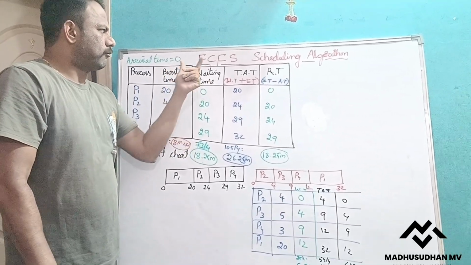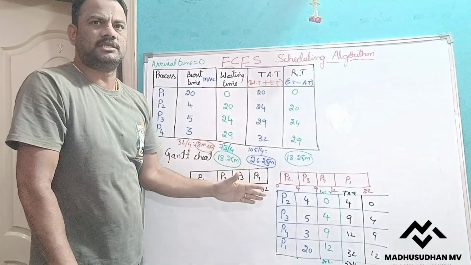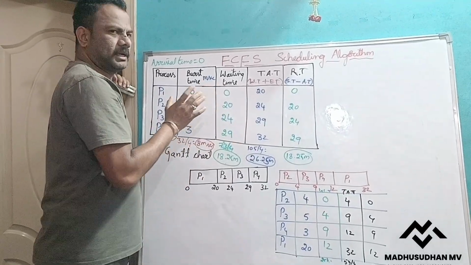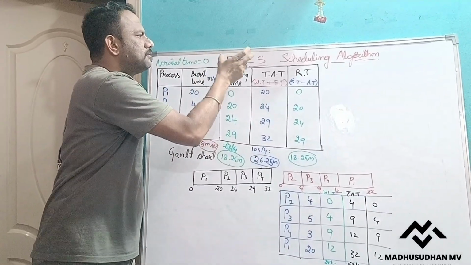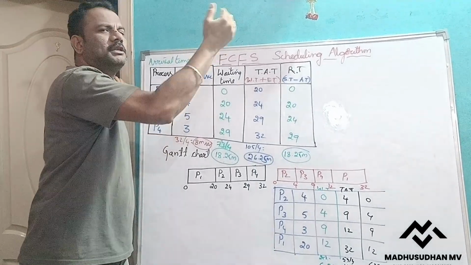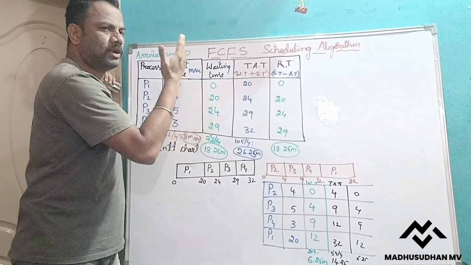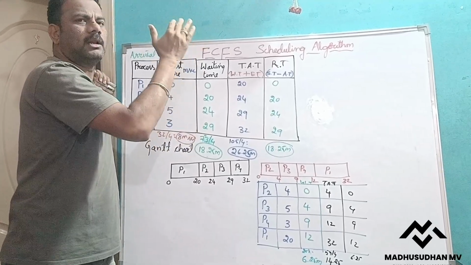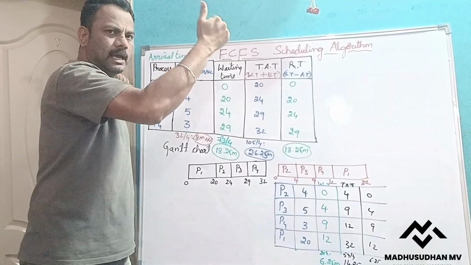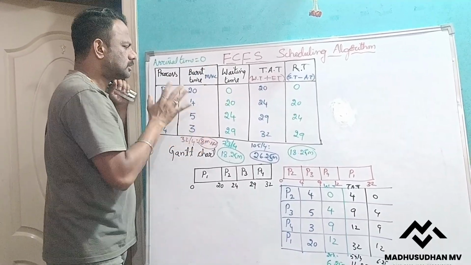In the previous video, I explained the first come, first serve scheduling algorithm, its advantages as well as its disadvantages. So how does first come, first serve work? The processes execute in the same order in which they arrive. That means whichever process comes first will complete, and only then the next process. In whatever order they arrived, in that order only they are executed.